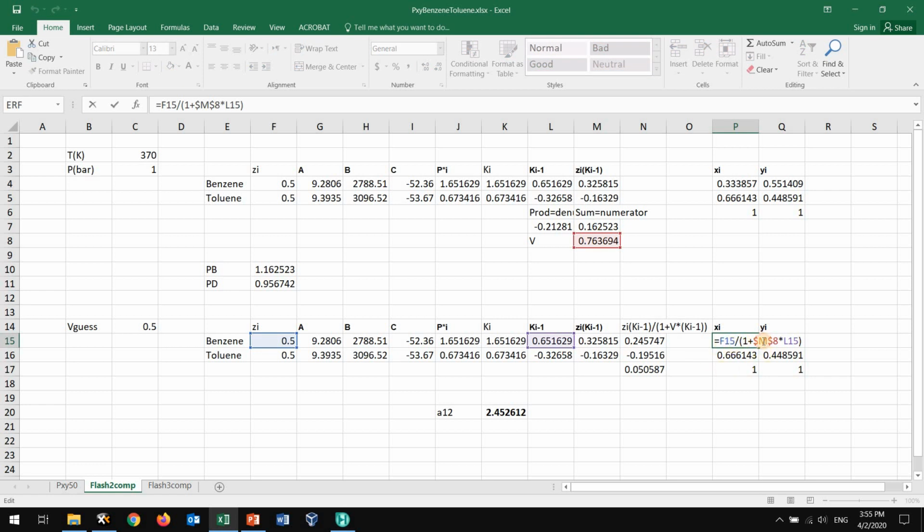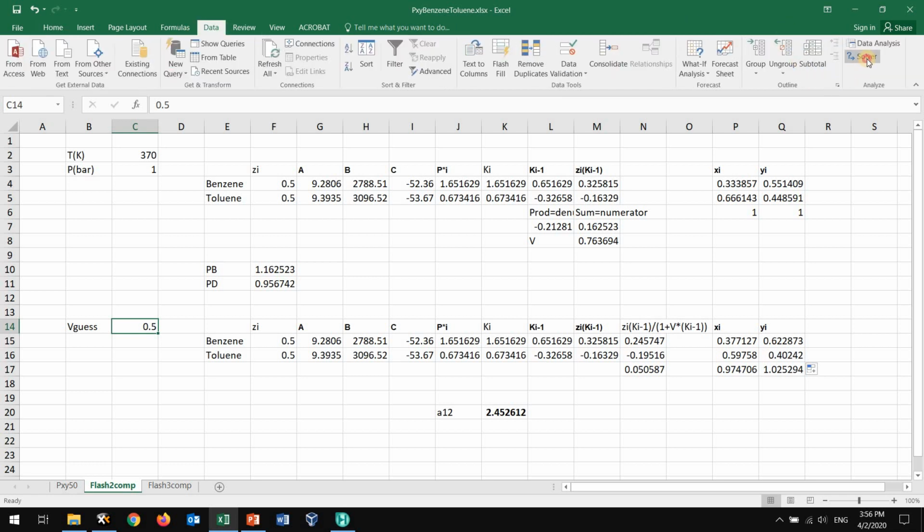I'm not going to divide it by M8, I'm going to divide it by C14. Same thing here, C14. Look at this. Notice that the summation of Yi's and Xi's are not unity because the V is not the correct value. What I'm going to do is to use the Solver.